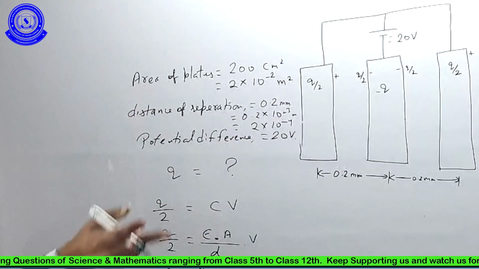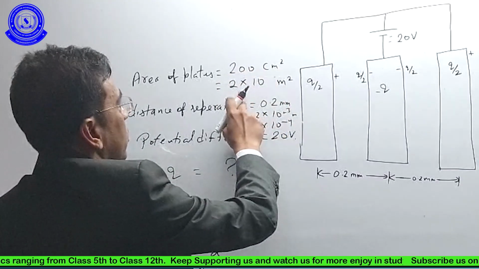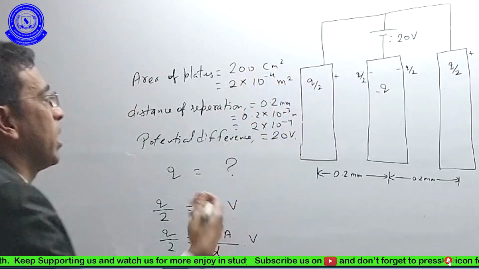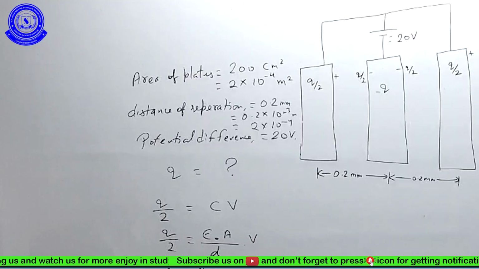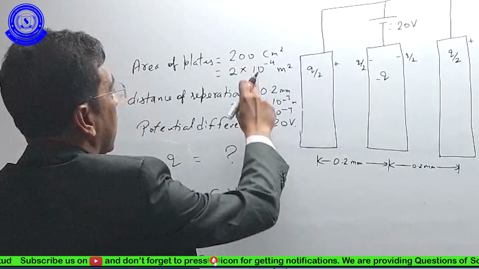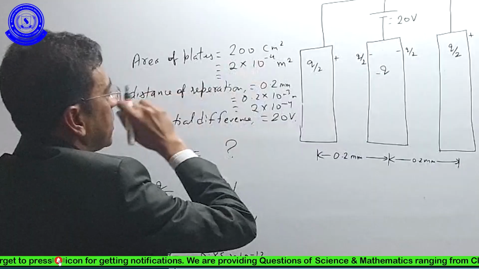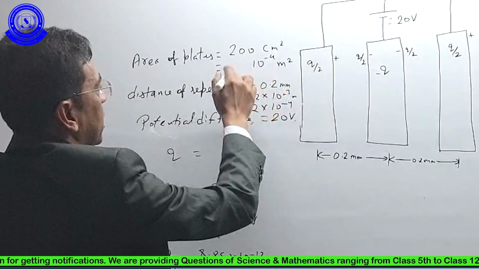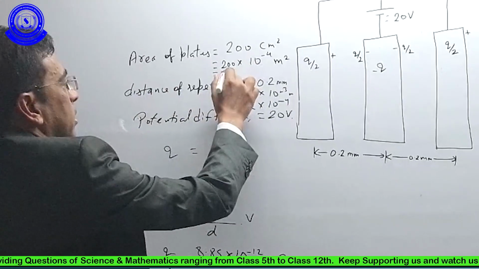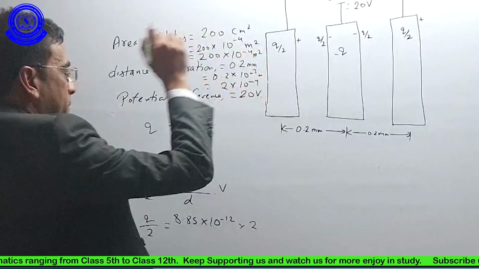Again we are making a mistake here. If 200 centimeter square is converted, I am making a mistake again here. It is not 2 into 10 to the power minus 4, it will be equal to 200 into 10 to the power minus 4. So our area is 200 into 10 to the power minus 4 meter square.